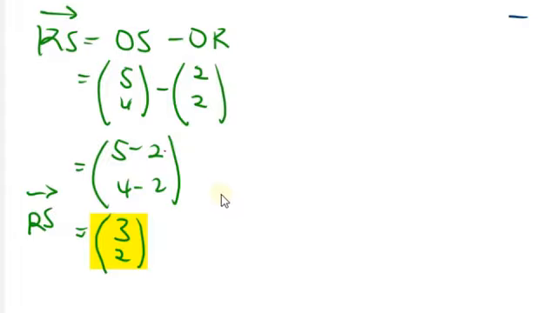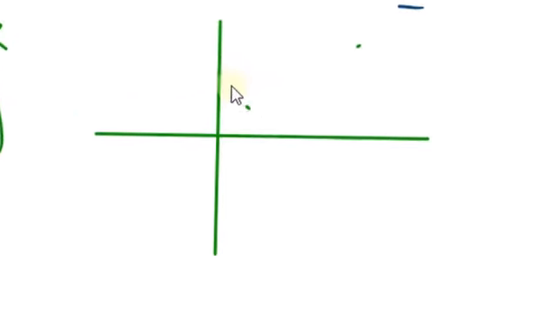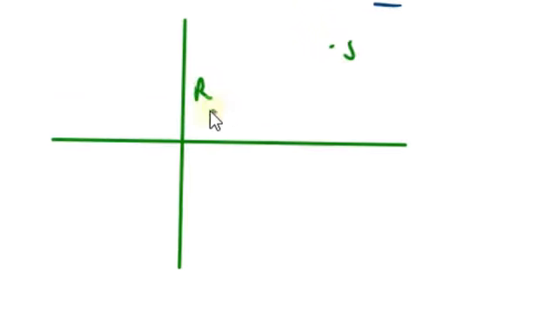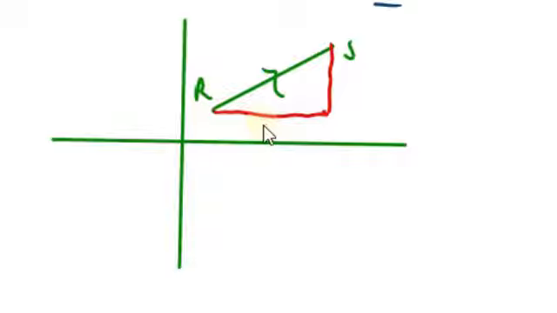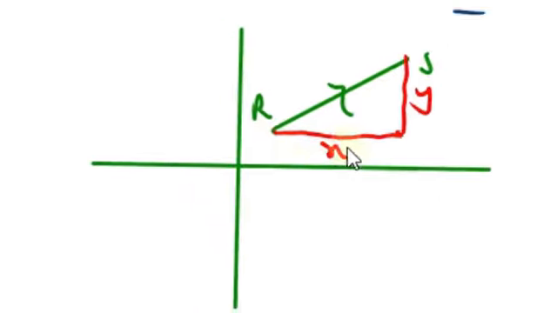Then we have to find the magnitude of the vector. Now look at this. Since this is a component form of the vector, this is the X component and this is the Y component. So if I'm moving from, let's say this is point R and this is point S, I go from R to S. So watch this. Vector RS has a horizontal component and a vertical component. The horizontal component is X and the vertical component is Y. This component is 3 and this component is 2. You realize that this has created a right angle triangle, so we can apply Pythagoras theorem.